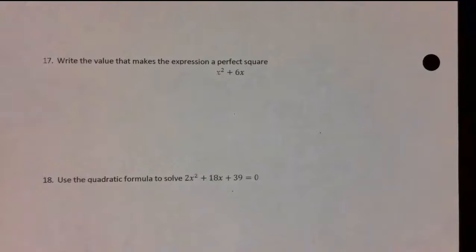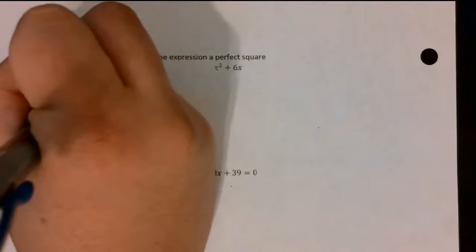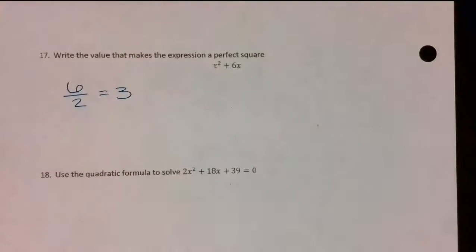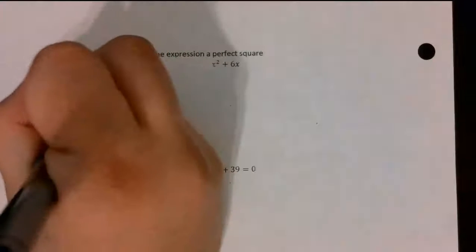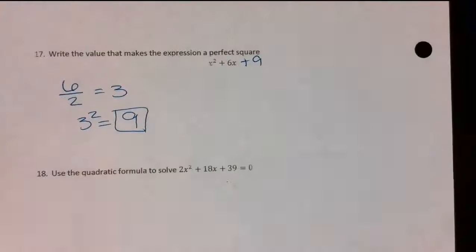This one wants me to find the value of x that makes this a perfect square. So what you do to find perfect squares, remember, is you take the b value and divide by 2, which gives me 3. And then to find the value that makes it a perfect square, I just take this 3 and square it, which gives me 9. So if I had this, I could factor this, and it would give me x plus 3 times x plus 3.